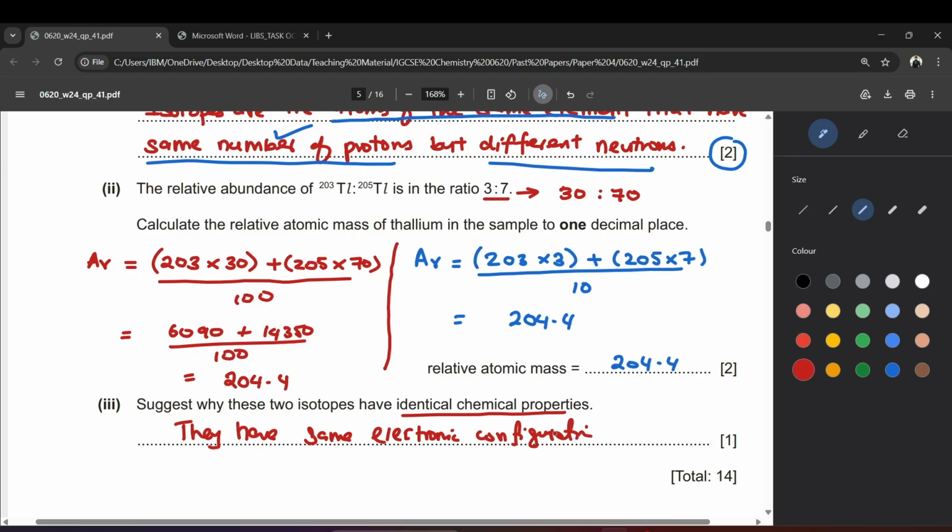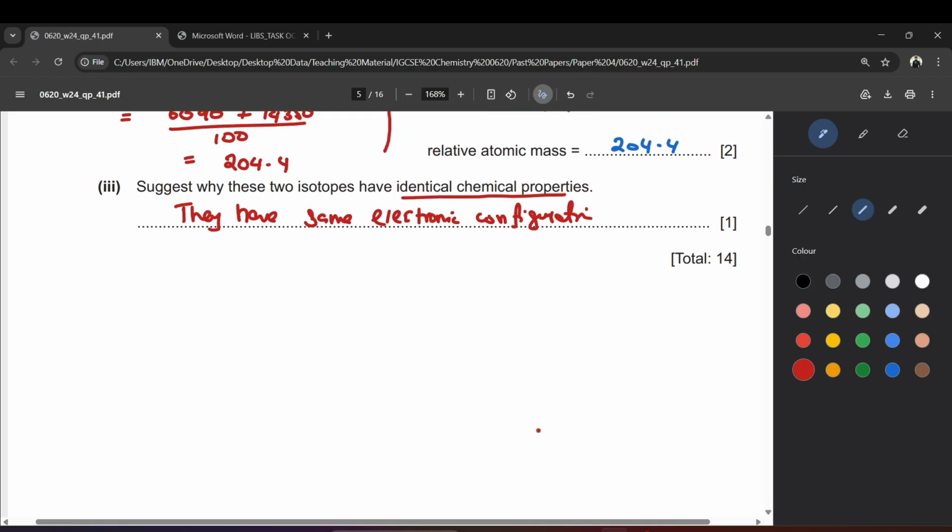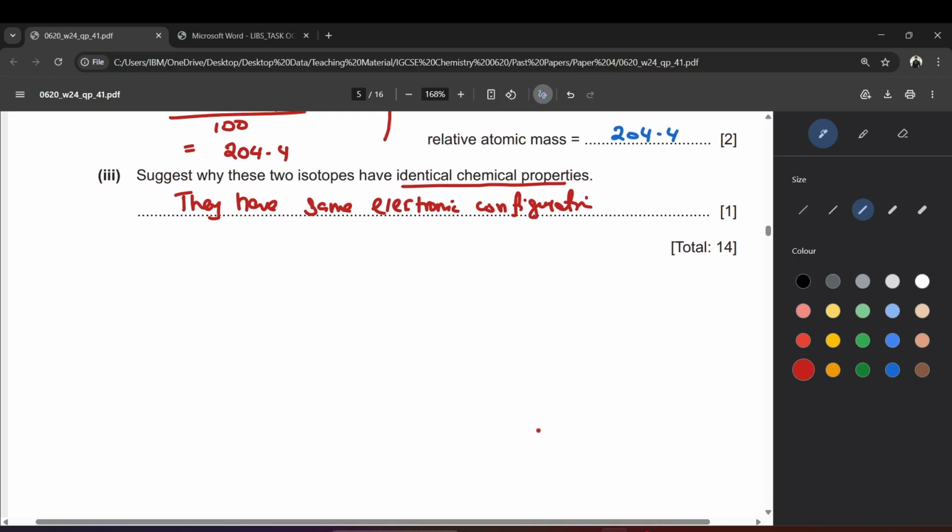Okay, or if you want, you can also say that they have the same number of electrons. So that can also be the right answer, because remember, the chemical properties are dependent on the electrons. That is why when you have a substance in its atomic form, it's a bit different compared to in its ionic form, because here the number of electrons have been changed.